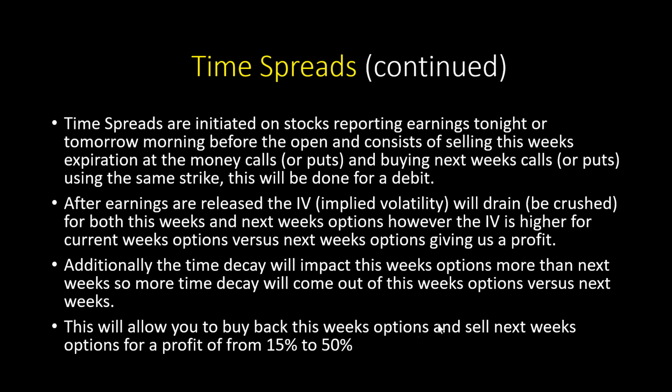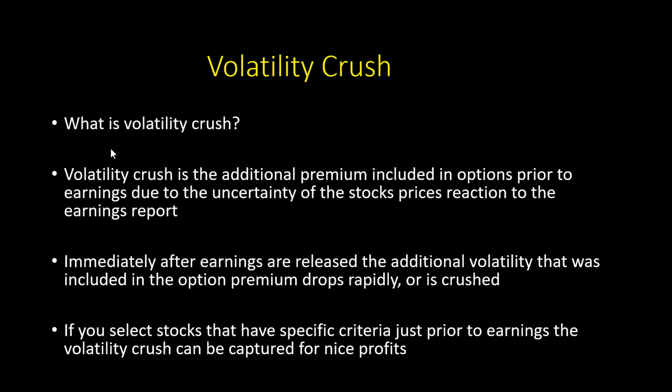So that allows us to buy back this week's options and sell next week's options for a profit of 15 to 50%. It's generally from around 40 to 60%. And again, that's what you do. You put the trade on by selling this week's call and buying next week's call. You take the trade off by buying back this week's call and selling next week's call as one transaction. That's how this works. And as long as you've got the right stocks and you know what their IV difference is between this week and next week, and I'll go into that criteria right now, that's how we make this work. You just can't put them willy-nilly on any stock that's got earnings. It's very important that you've got specific criteria that are met before you do this.